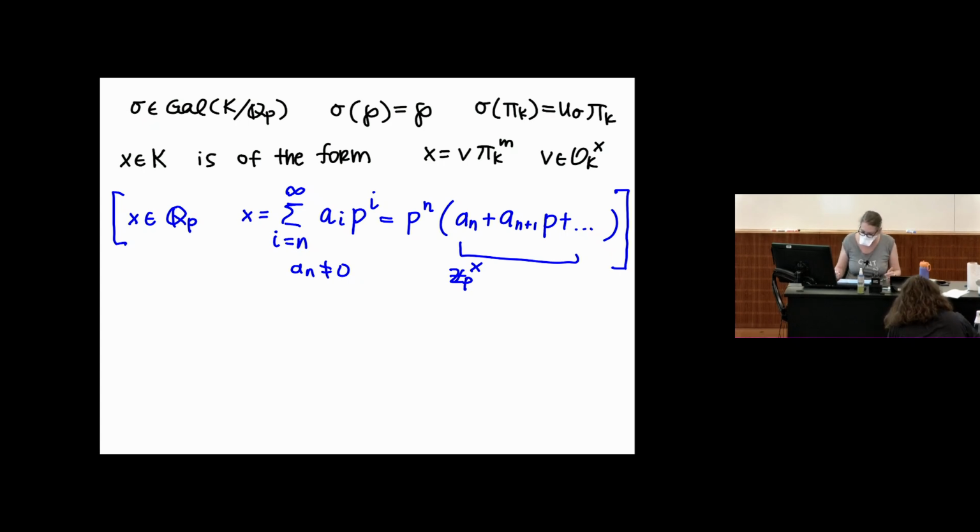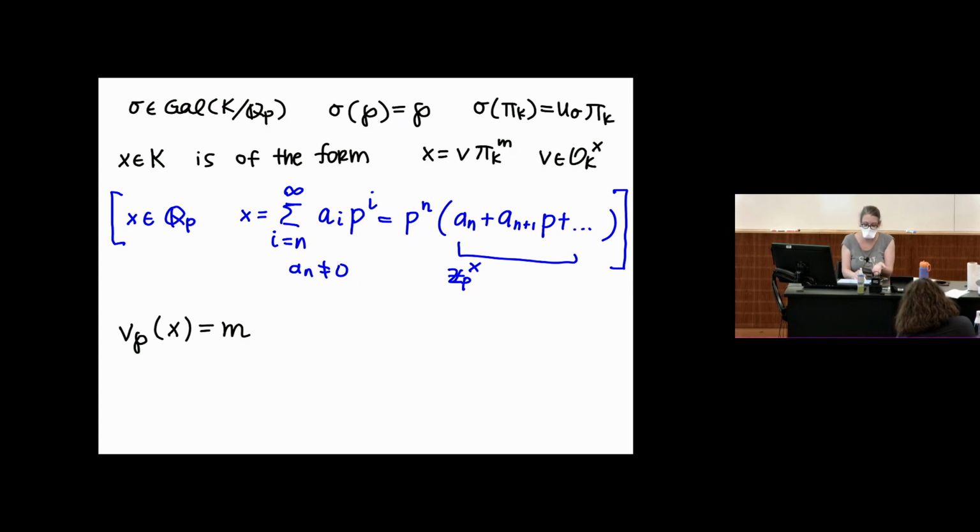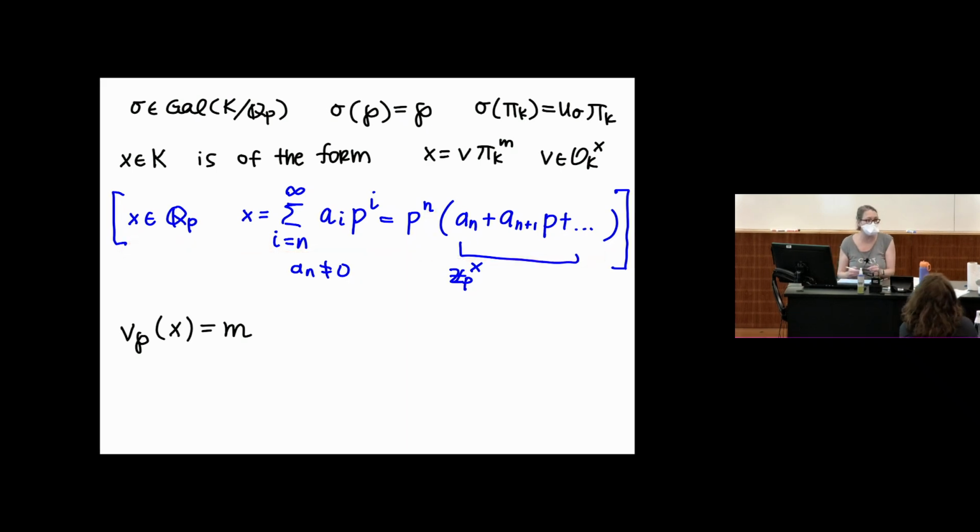I don't want to belabor this point too much, but there is a valuation relative to the prime p in K. For this x, you count how many powers of the prime divide this number. So this valuation would be that number m, the exact power of the prime that divides your number x. So here, in this example, m would be the valuation of x.